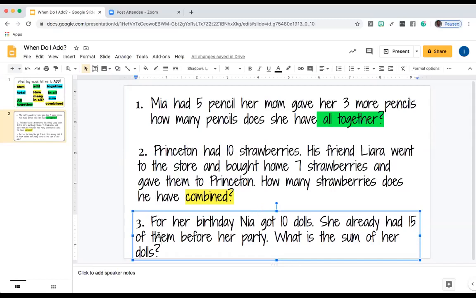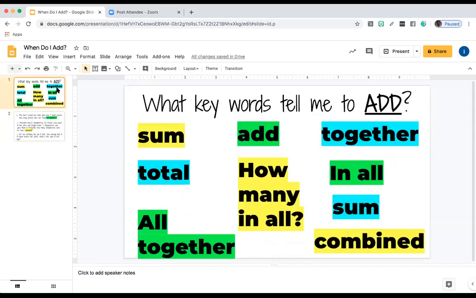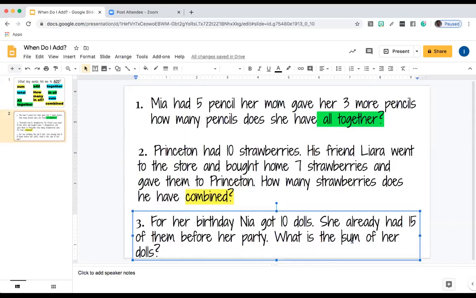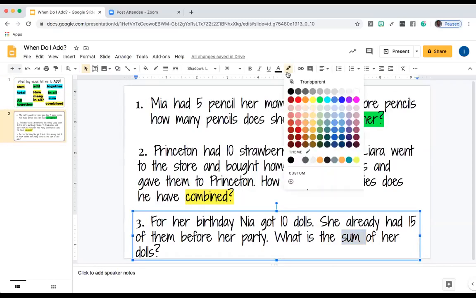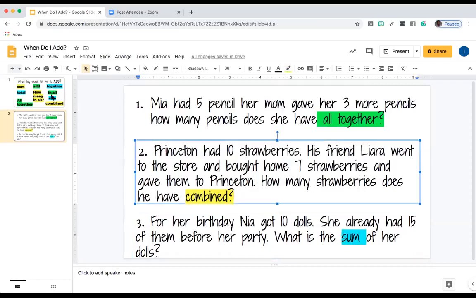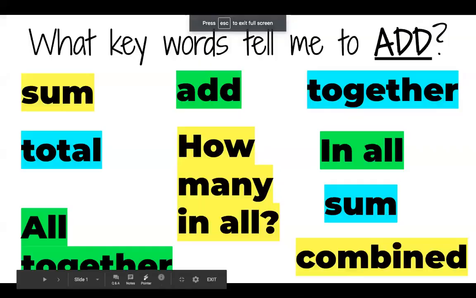Okay, let's look at the third one. For her birthday, Nia got 10 dolls. She already had 15 of them before her party. What is the sum of her dolls? Okay, so if I go back and look at my keywords, remember I love sum a lot, so I had it on here twice. But sum is one of those keywords that tells me to add. So I'm going to go back to my word problem, find that word sum, and circle, highlight, or underline that word, because that word specifically is telling me that I need to add.